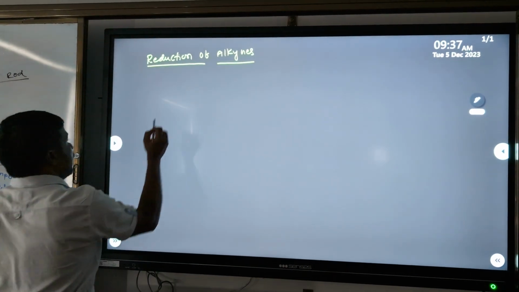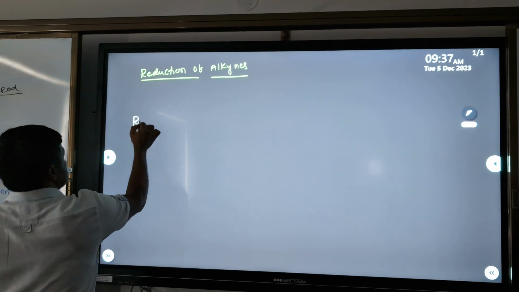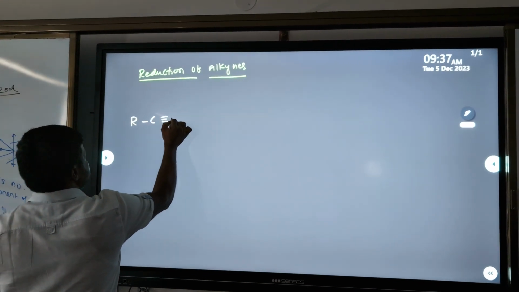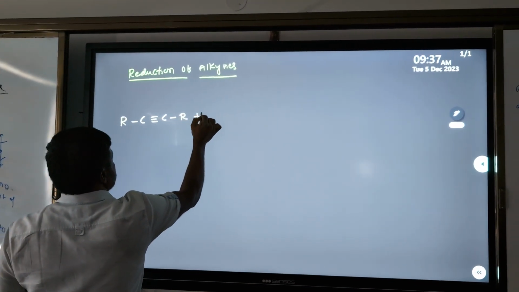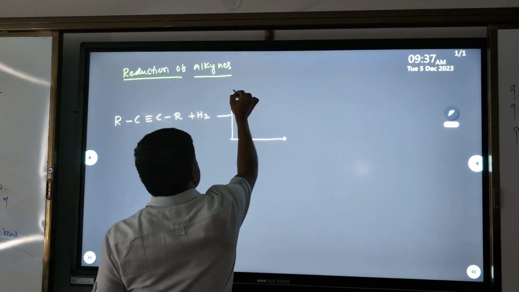Reduction of alkynes. Generally, reduction of alkynes are of two types. Here we are using two different reagents. This is alkyne reduction with hydrogen. Two different types of reducing agents we are using.